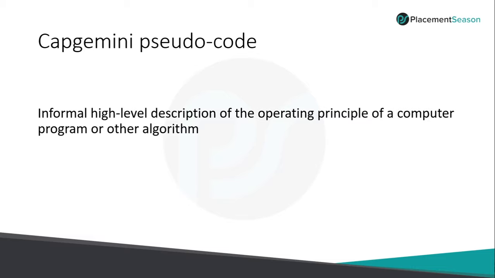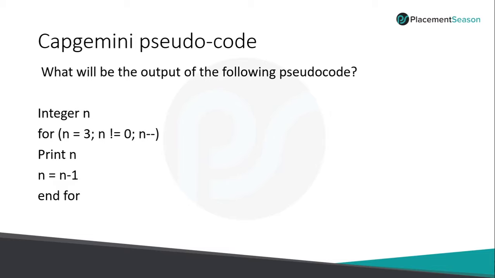In simple words, pseudocode is a high level description of the program. Based on that, you can convert it to a required language. It's not language specific. It's simple code which is readable. I'll display a program which was asked in Capgemini last year. What will be the output of the following pseudocode? If you look at this code, it is easily understandable by anyone without much programming knowledge.